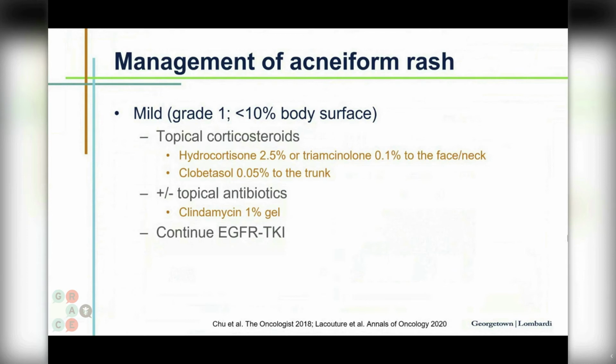And for the body, for the trunk, we can go up a little higher on the potency of steroids, such as clobetasol cream, which is considered a high potency steroid cream. This can be supplemented by topical antibiotics such as clindamycin 1% gel. And when the rash is mild and grade 1, we usually continue the therapy. Next slide, please.